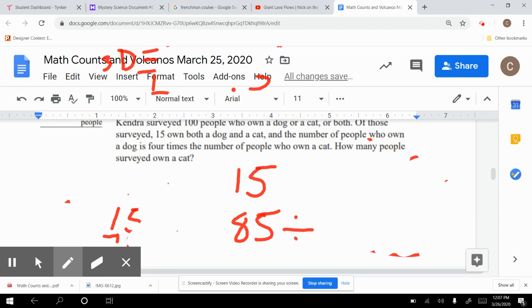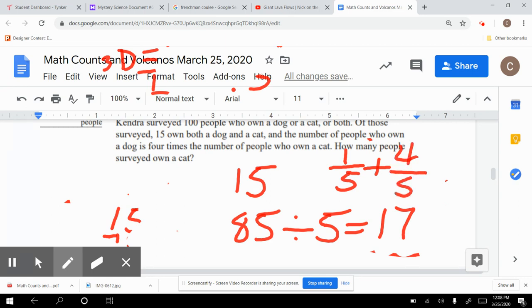Sorry, not 17 equal parts. We would divide this into 5 equal parts, right? Because 1 part would be cats and 4 parts would be dogs. So we would divide this by 5 and we get the same thing, right? So it'd be 17. It's kind of like saying 1/5 of 85 is going to be cats plus 4/5 are going to be the people who own the dogs, right? All right, so 17 is our answer for this one. Hopefully you got that one correct.